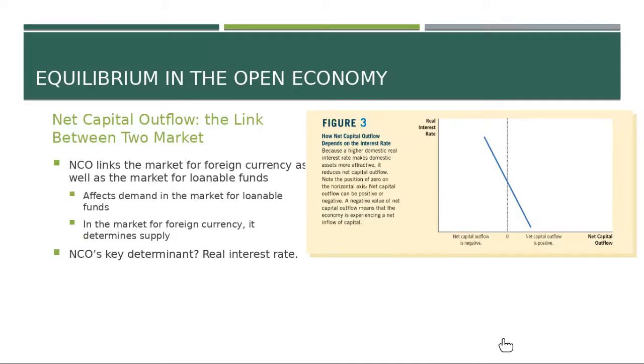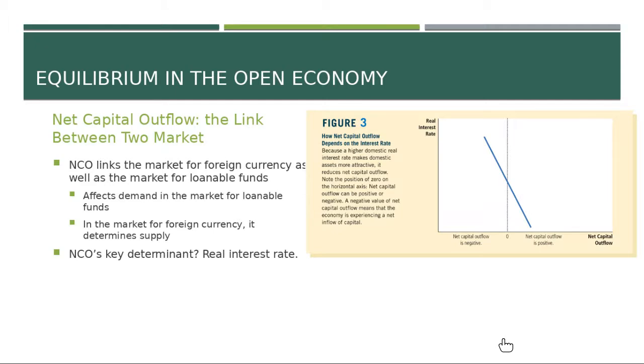Now, the equilibrium in the open economy is established through the net capital outflow. It's the link between the two markets. Net capital outflow links the market for foreign currency as well as the market for loanable funds. And the reason why is that the real interest rate affects demand in the market for loanable funds. Similarly, in the market for foreign currency, it determines the supply. And so net capital outflow is affecting demand in the market for loanable funds, because think about this for one moment. What did we say net capital outflow was last chapter? Right. Investment plus net capital outflow equaled national savings.